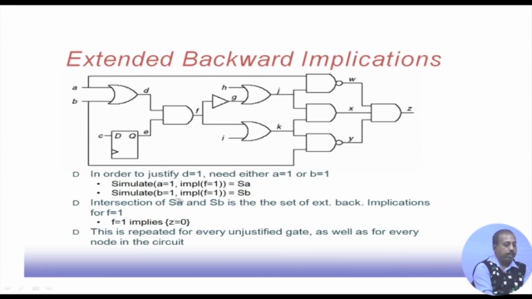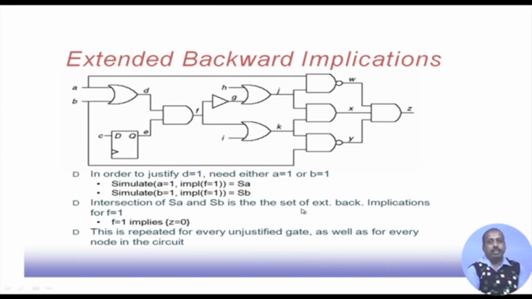Similarly, if we simulate S B, that is if we simulate this particular case b equal to 1 for implication f equal to 1, we get the set of symbols S B. So, if you take the intersection of S A and S B, we will see that z equal to 0 will come into the picture. So, it means that f equal to 1 sets z to be equal to 0.